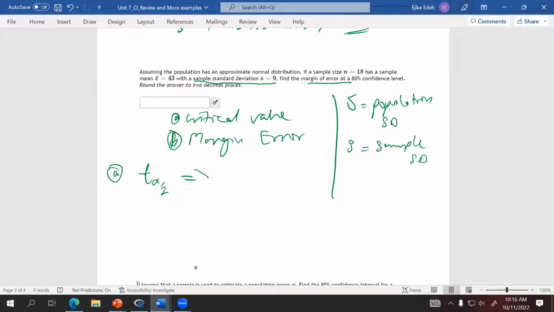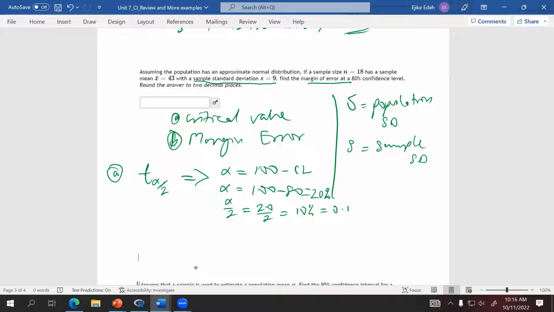So the first thing to do, of course, is to get your alpha over 2. So let's try to get alpha. If you recall from previous classes, we said alpha is 100 minus confidence level, right? The confidence level in this question is 80. So we know that alpha is 100 minus 80, okay, which will give us 20%. Right? And we're looking for alpha over 2. So alpha over 2 will be 20% divided by 2, which will give us 10%. But we know we are going to be using a table and we want this area in decimal. This is equivalent to 0.1.